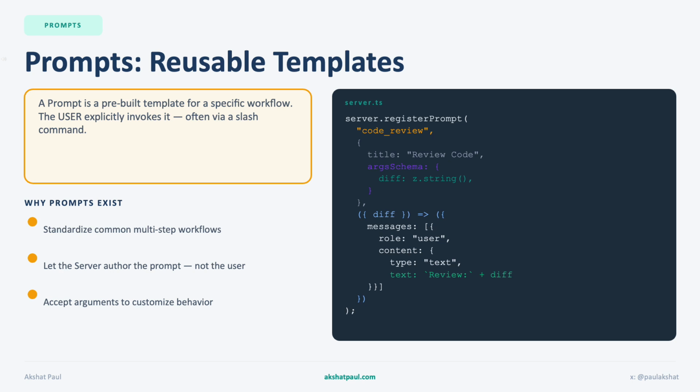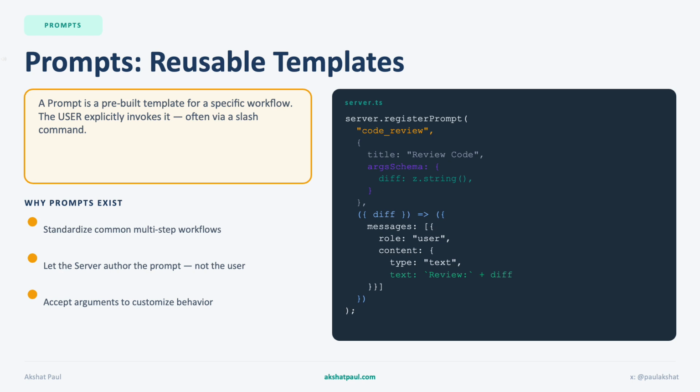Third, prompts accept arguments, so they're customizable templates, not just static text. Look at the code. We register a prompt called code_review with an args schema requiring a diff string. The handler function takes that diff and returns a properly structured message array. In this case, a single user message containing the text review, followed by the actual diff.